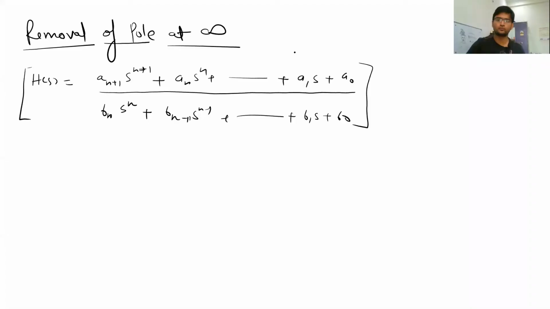physical form. Now let us come to the point of discussion where we are actually going to realize circuits, or take the components out of the given network function into the physical form. The first of which is removal of pole at infinity. And I already told you that pole at infinity means there is a difference in the order of the numerator and denominator by one, because there is one pole at infinity.